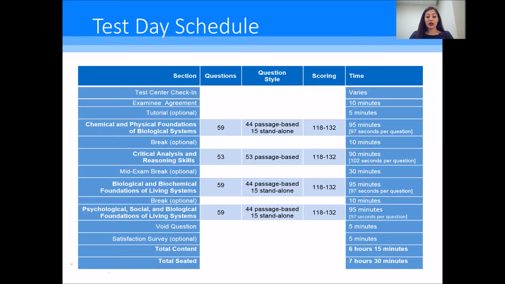So after that 10-minute break, you hit CARS, the Critical Analysis and Reasoning Skills section. We will not be talking about this section in today's video. We'll be talking about it in the next set of videos. It's the shortest actual content section, 90 minutes long, 53 questions. The biological and biochemical foundations of living systems section is followed by a 30-minute break after CARS.